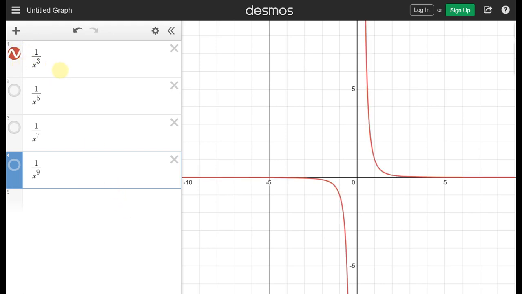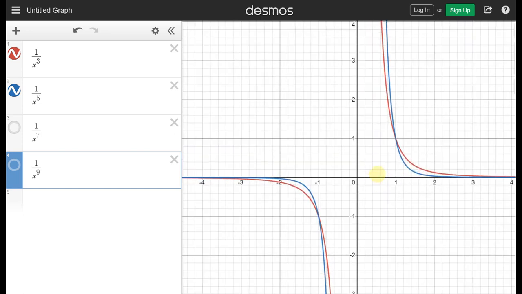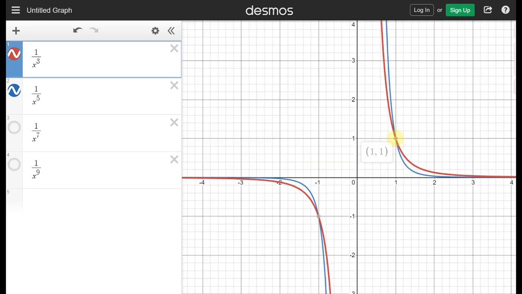Okay, so 1 over x to the third looks very similar to 1 over x, right? It just looks a little bit more elongated. And then what about if I go to 1 over x to the fifth? Same idea, right? It just starts to flatten out a little more. So if I just zoom in a little bit, you can see that these graphs always meet at the points 1, 1 and negative 1, negative 1. And then they get a little flatter as they get a higher power on this part of the graph, and then they get a little more narrow on this part of the graph.